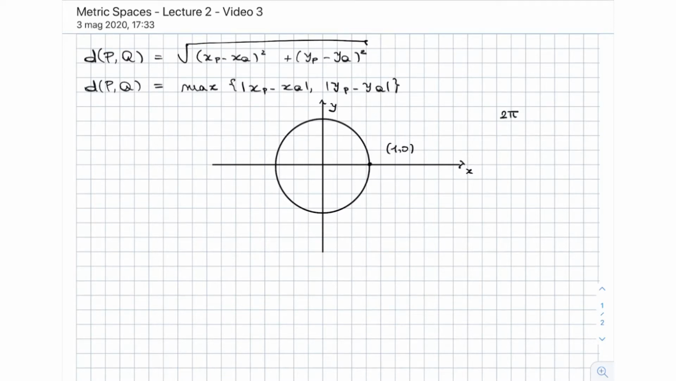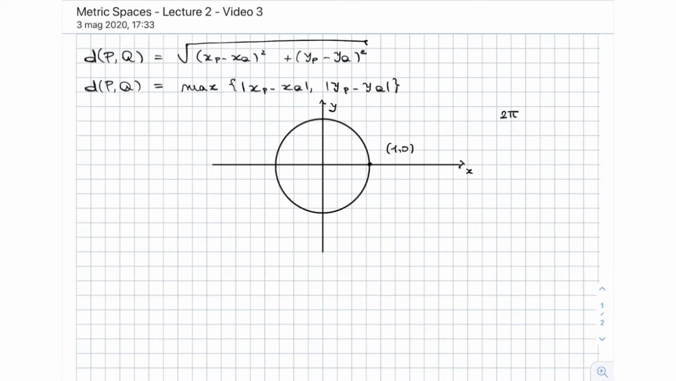What we want to do now is to prove that the length of the curve, which is exactly given by the circle, is exactly equal to 2 pi when we compute it using the definition we gave for the length of a curve. We will do it for the distance we used since the beginning, which is the one given by the square root of (xp minus xq) squared plus (yp minus yq) squared.